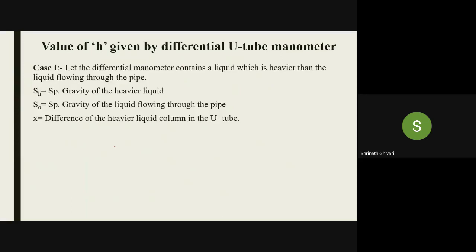So the first case is what? Let the differential manometer contain a liquid which is heavier than the liquid flowing through the pipe. So how to find out the value of H? When the differential manometer contains a liquid which is heavier than the liquid flowing through the pipe, it means that the fluid in the differential manometer is mercury, and the fluid flowing through the pipe is water. So as you know, mercury is heavier compared to water.